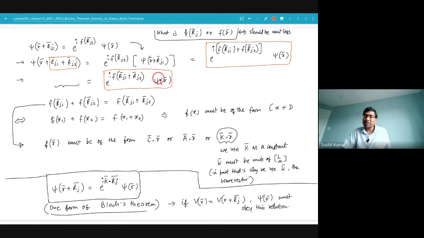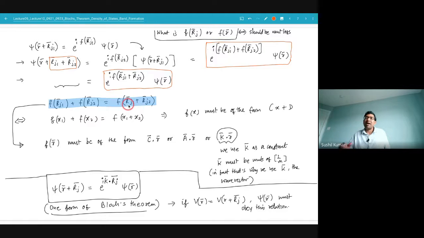So in other words, that must mean that f of rj1 plus rj2 must equal f of rj1 plus f of rj2, whatever that function f was. So this function must be of this form. This is only possible for a function which is linear in position, linear in x or r. If f is a function of position r, this property is only possible if it is a linear function, because this is how you define linear functions.